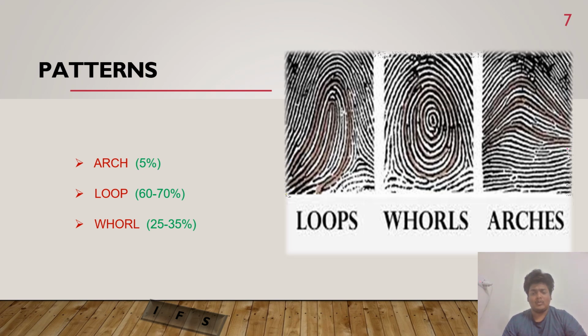So it forms a loop. Hence these are considered as loop patterns. In loop patterns, the delta is always opposite to the side of the loop that is formed. The loops are basically two types. They are ulnar loops and radial loops.